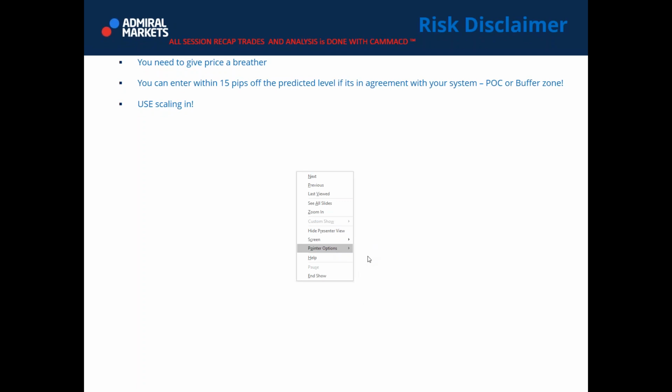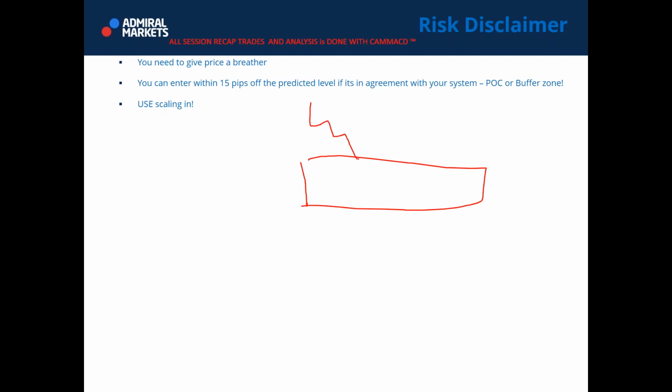So for example, let's say that we have our buffer zone somewhere here, okay, and the price is going to retrace. It is very close to POC.